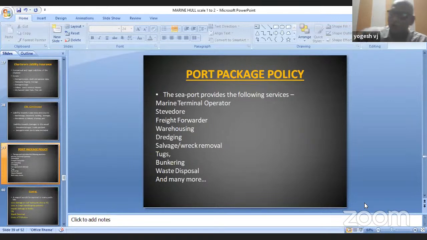Okay. The person who brings those goods over there is called a freight forwarder. The goods are stored over there somewhere. Warehousing also comes in there. Again, if the vessel is going to be a huge vessel, say an ultra large crude carrier, then dredgers will be used in order to clear the channels of the ocean, the dredging part. If there is a loss, salvage and wreck removal, tugs to pull the boats towards the shore, bunkering, waste disposal, yes, everything. Just as there was the annual turnover policy, similarly here there is the port package policy.